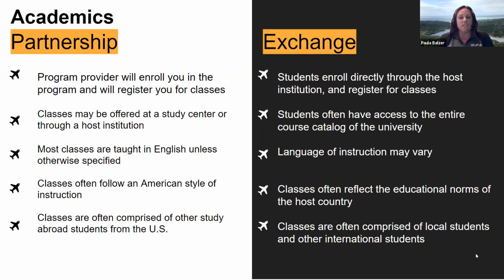And classes often reflect the educational norms of the host country. So it's very common if you're going on an exchange program that you may need to adapt to the academic structure, to the educational norms of the country that you are studying abroad in. And then finally, classes are often comprised of local students and other international students. So this is where that cultural immersion really kicks in, one of the areas where you are taking classes alongside locals as well as other international students that attend that university.